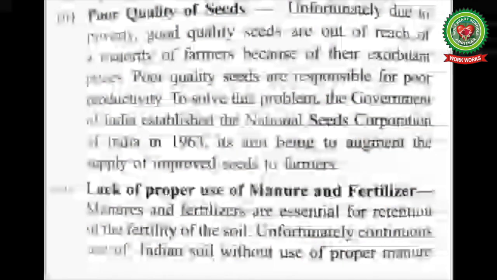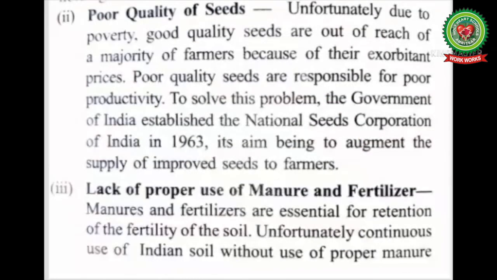Next point is poor quality of seeds. Unfortunately, due to poverty, good quality seeds are out of reach of a majority of farmers because of their exorbitant prices. Exorbitant means expensive. Poor quality seeds are responsible for poor productivity. To solve this problem, the Government of India established the National Seeds Corporation of India in 1963. Its aim being to augment the supply of improved seeds to farmers.